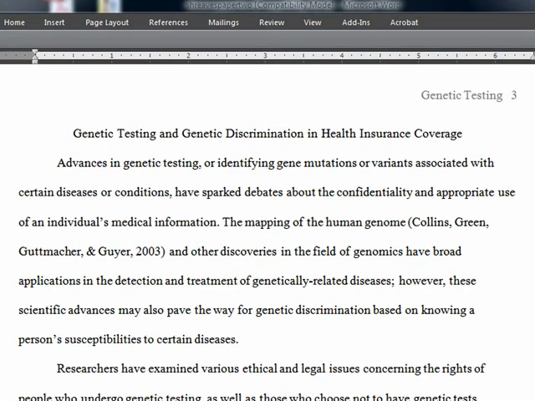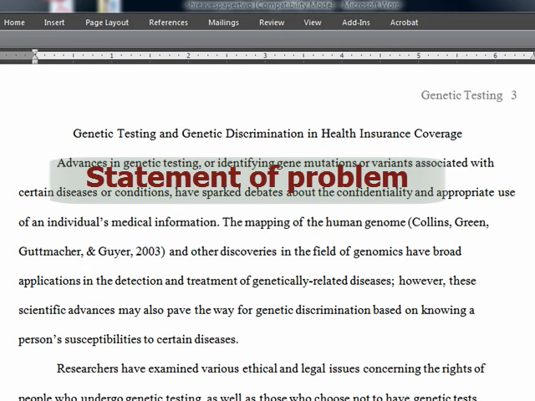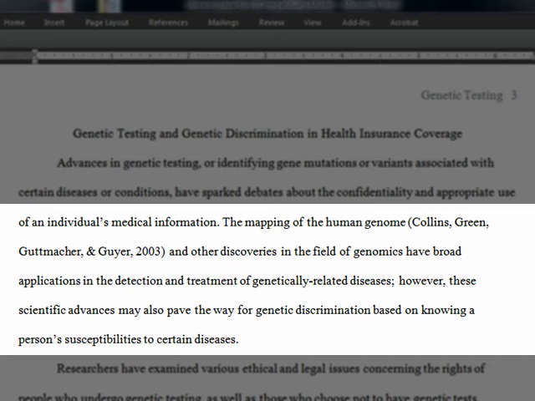Let's begin reading through this first paragraph of the introduction so that I can point out 2 or 3 things to you. "Advances in genetic testing for identifying gene mutations or variants associated with certain diseases or conditions have sparked debates about the confidentiality and appropriate use of an individual's medical information." So here we have a clear identification of the exact problem. "The mapping of the human genome (Collins, Green, Guttmacher, & Guyer, 2003) and other discoveries in the field of genomics have broad applications."